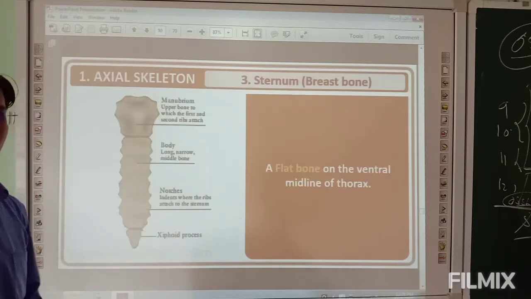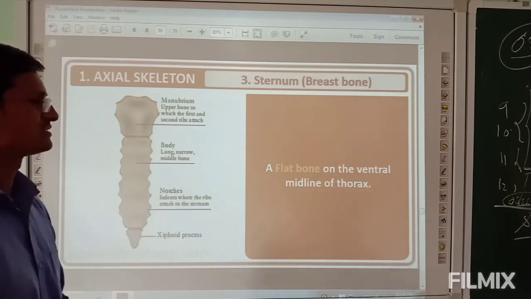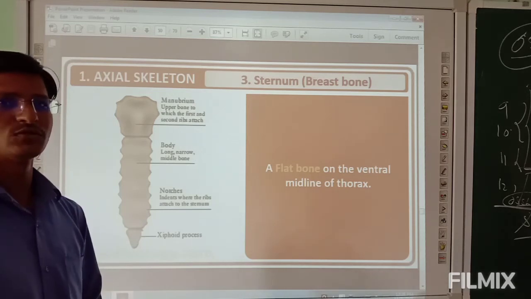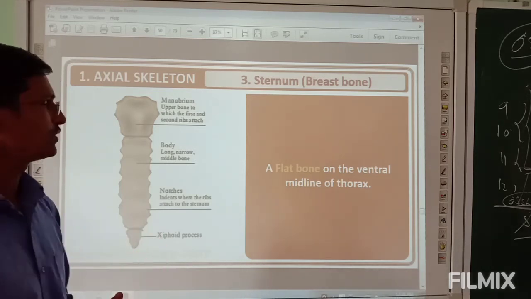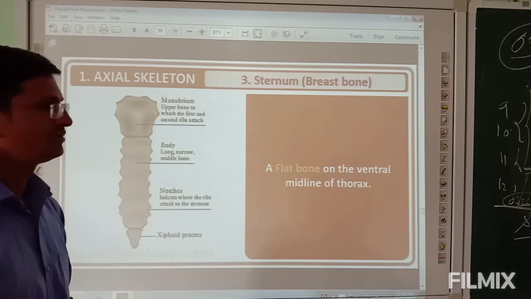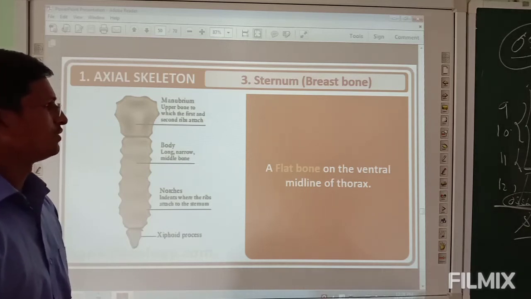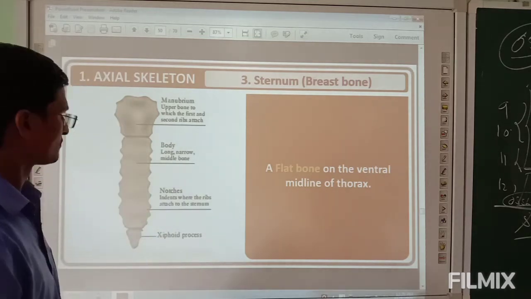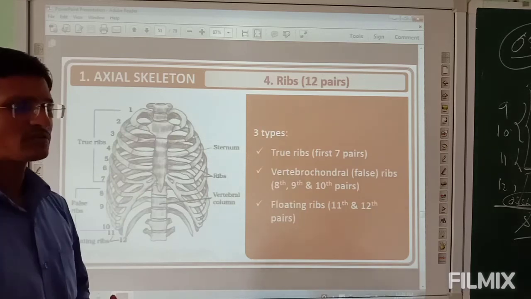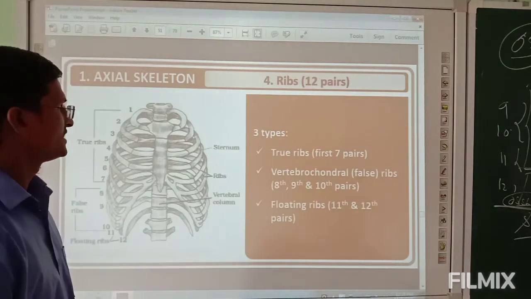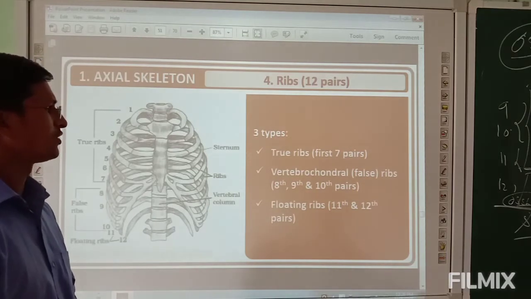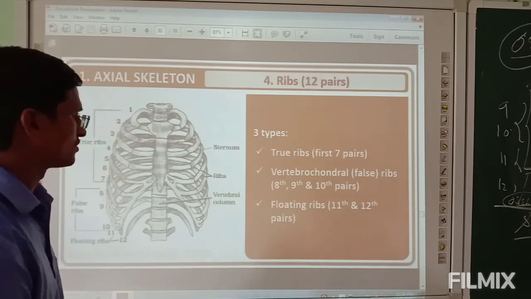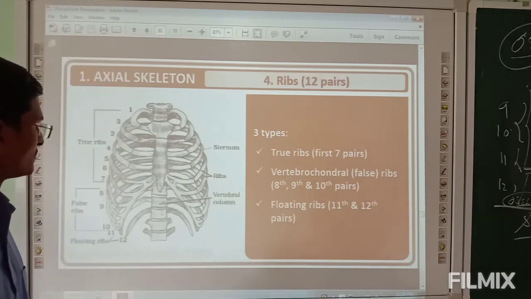So we will go very quickly so we can understand. Otherwise, if I discuss more, it is difficult to understand. So we are going to point out the sternum, that is the breast bone. It is a flat bone on the ventral midline of the thorax. You can see it here. Next are the ribs. There are 12 ribs, of 3 types: true ribs, false ribs and floating ribs. Floating ribs are only the 11th and 12th, that we know.